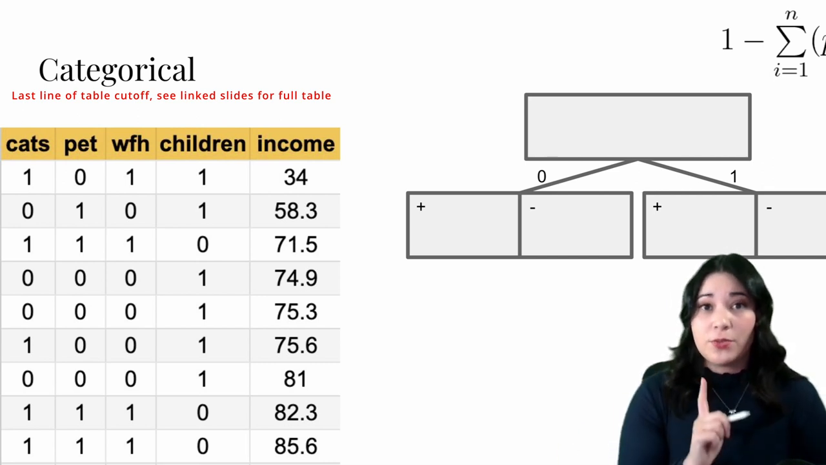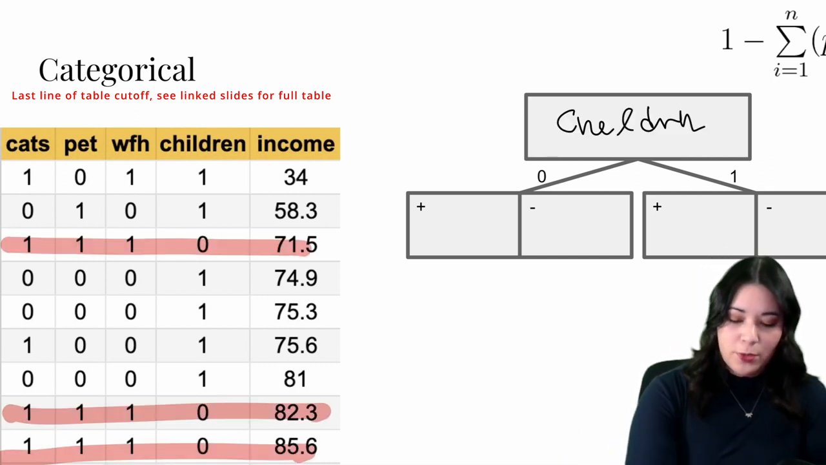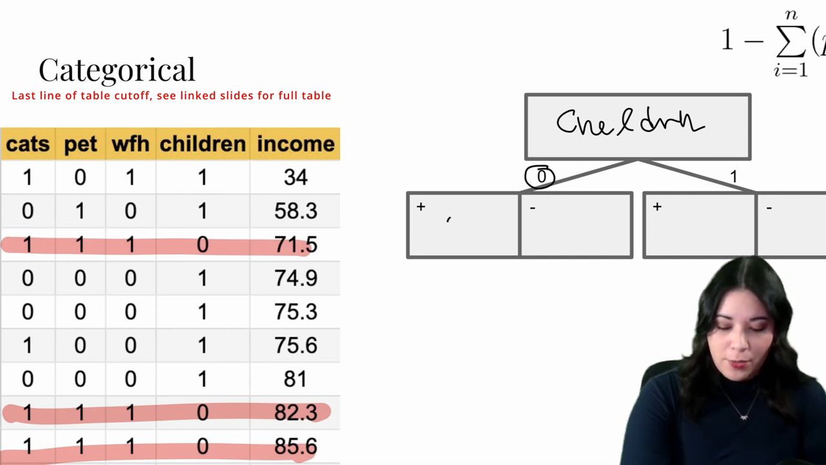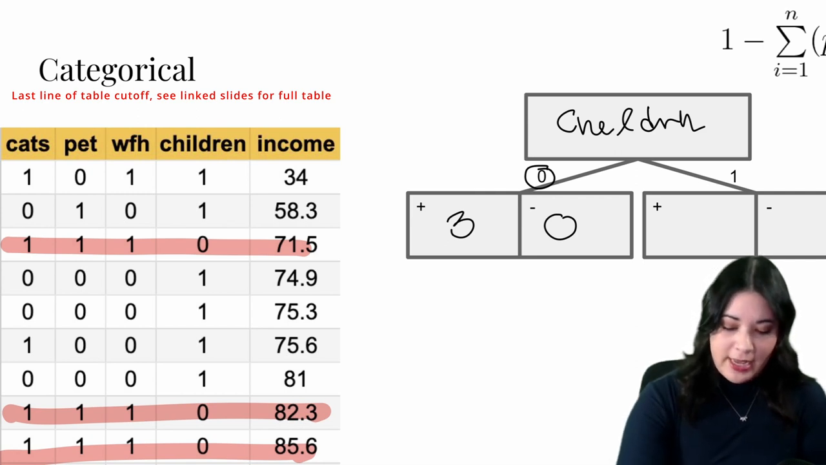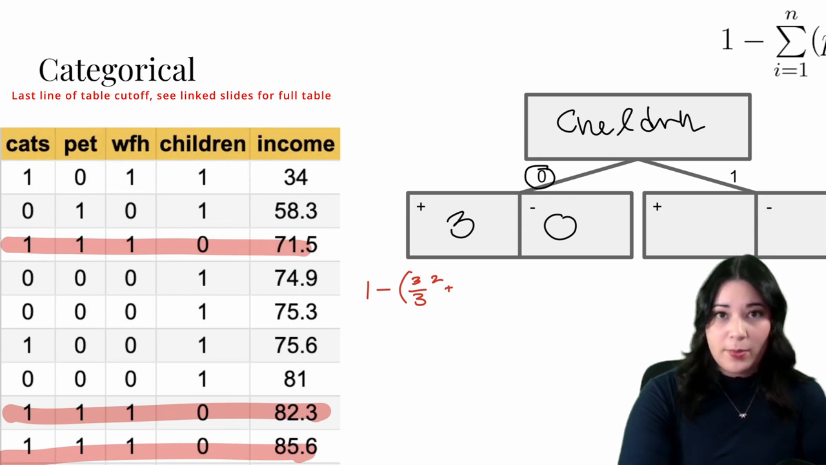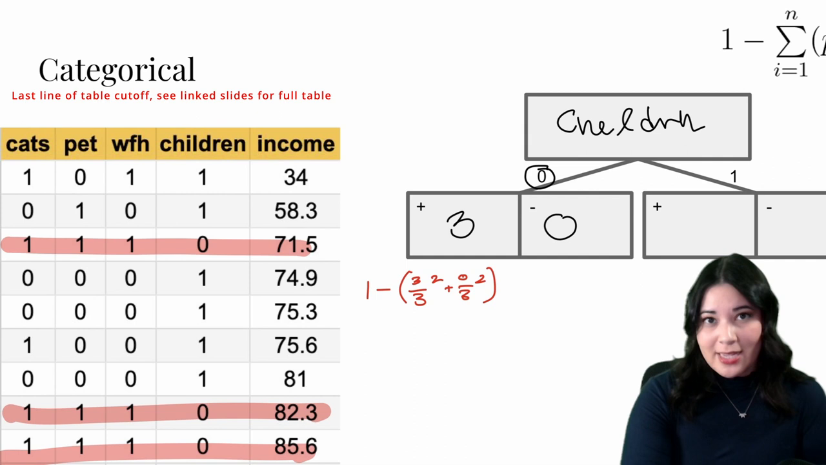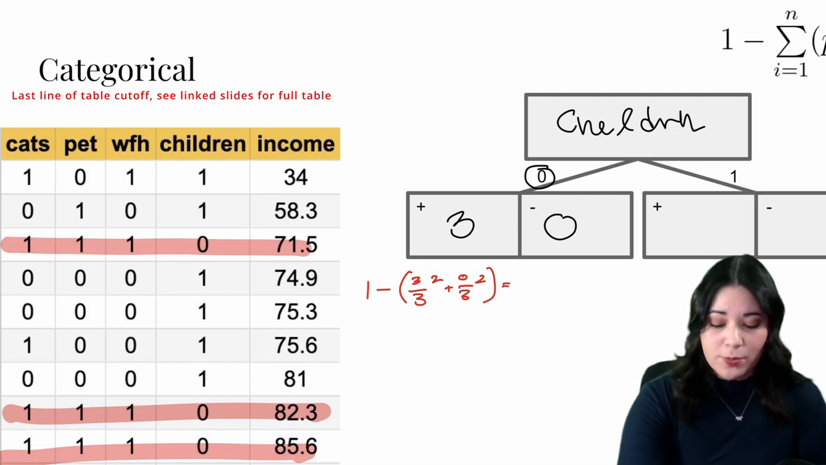Let's start with people that do not have children in the home. Out of the people who do not have children, 3 of them have cats and 0 of them have no cats. To calculate the impurity, we are going to take 1 minus the probability of having a cat, which in this case is 3 out of 3 for the left-hand node, squared, plus the probability of not having a cat, which is 0 over 3 squared. We could do these calculations if we want, but we already know that if a node has only a single category, its impurity is going to be 0.